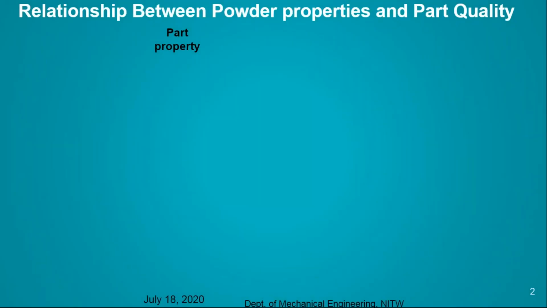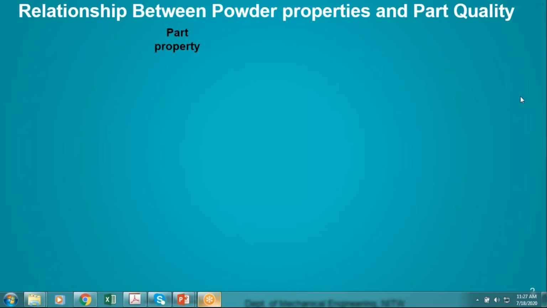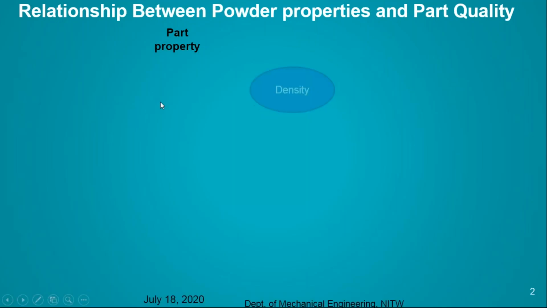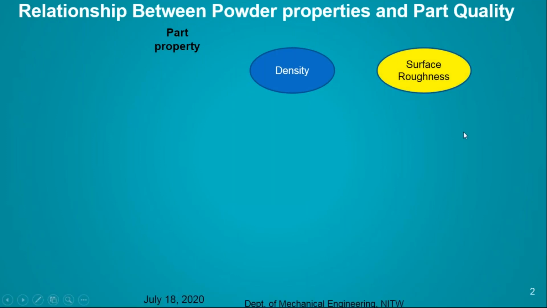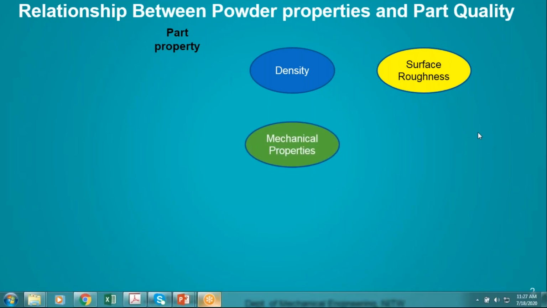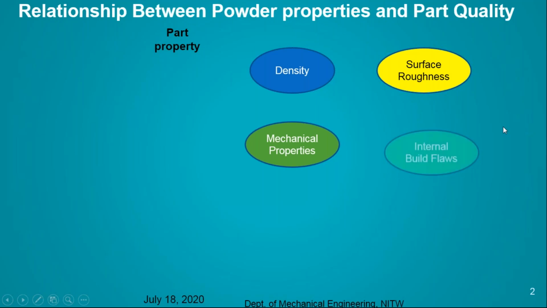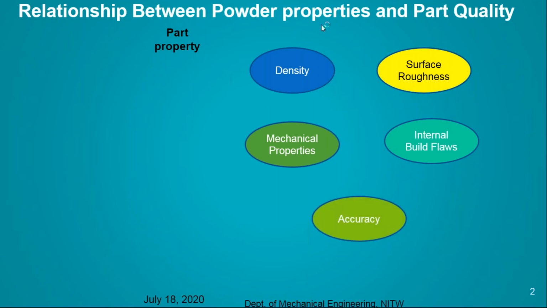Coming to powder production, why do we need the powder properties and how are they related to the quality of the parts? Whatever parts we manufacture with the DED process, the WAAM process, or the SLM powder bed fusion process, what part quality are we expecting? The part properties may be the density of the part, the surface roughness of the part, the mechanical properties of the parts, the internal build flaws, whatever defects exist in the fabricated parts, and the accuracy of the parts.